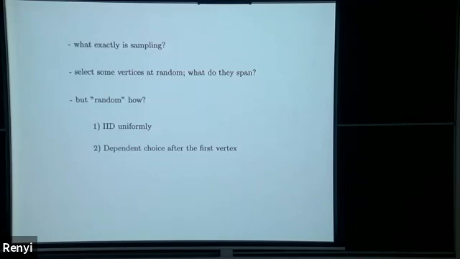Another option would be to say, I pick my first vertex uniformly at random, but then my subsequent choices of the vertices I'm looking at are going to depend on the previous choices. Or, as it's going to turn out, everything is going to depend on my first choice. Now, in both cases, you see that we are looking at a uniform choice for at least the first vertex.